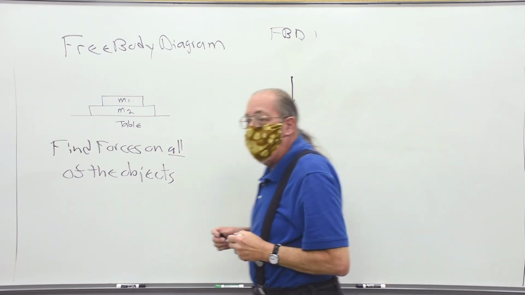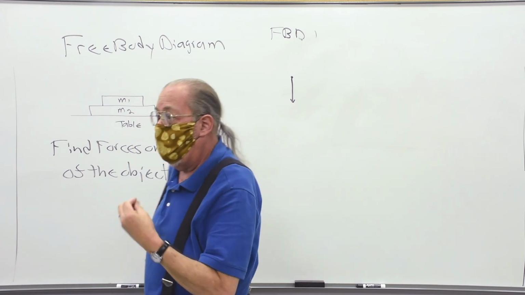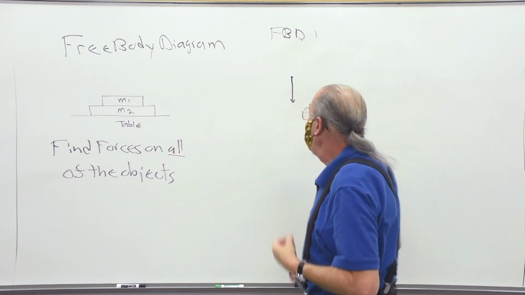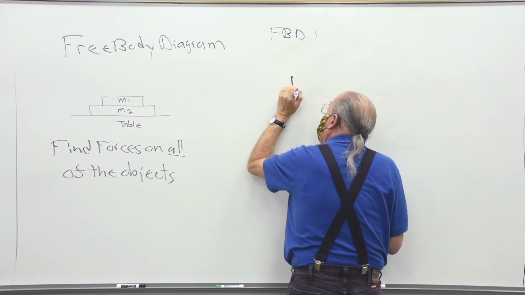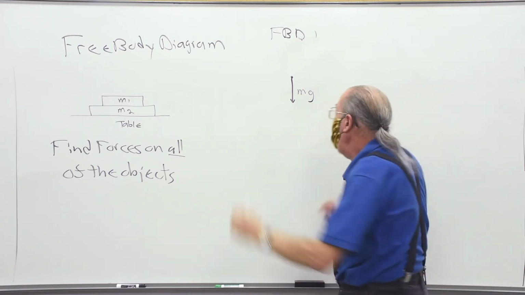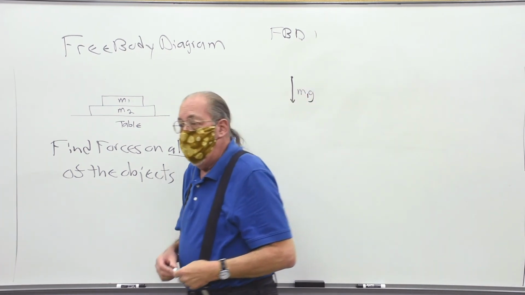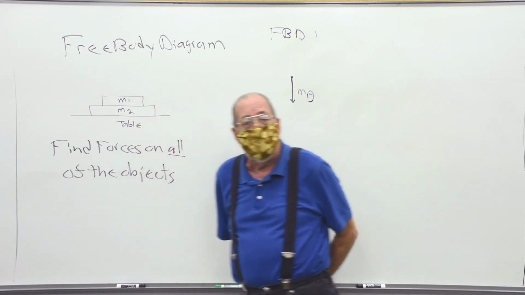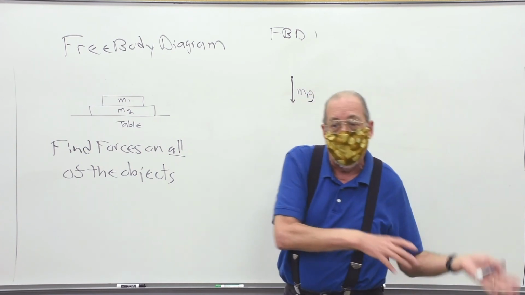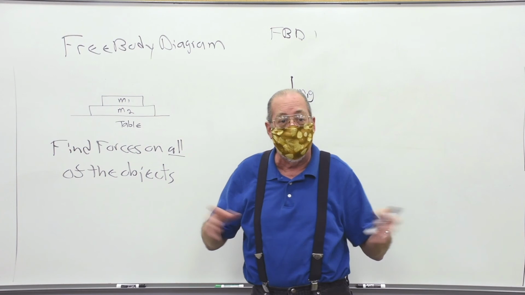Your free body diagram must accurately show the direction of the force. It must show the direction. It's down. And we know, don't write mg. It's not mg, it's m1 times g, because we've got a second one here. We've got to use different variables. Thou shalt not use the same variable in the same problem to represent different quantities. Guaranteed to result in failure.